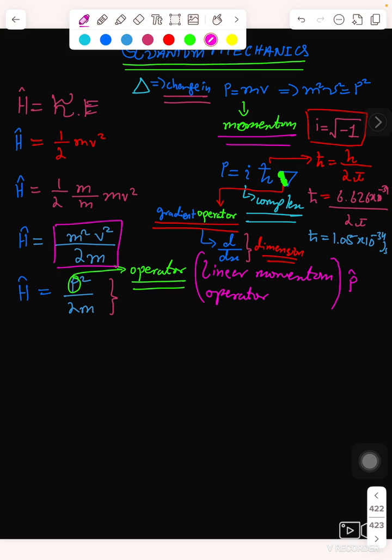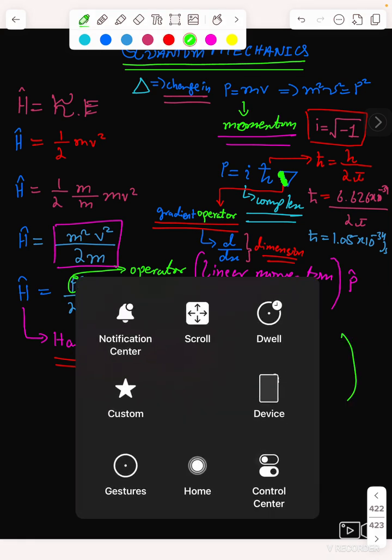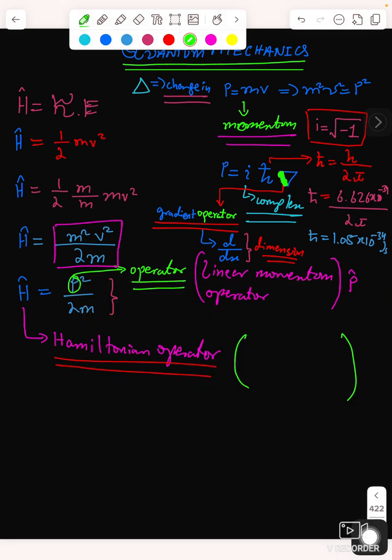What we do here is we are going to expand. Now we have p square, which is the main thing, and one more thing: this h is also an operator, which is the Hamiltonian operator. What this operator actually is, the full form of this operator, is i h bar d over dt.